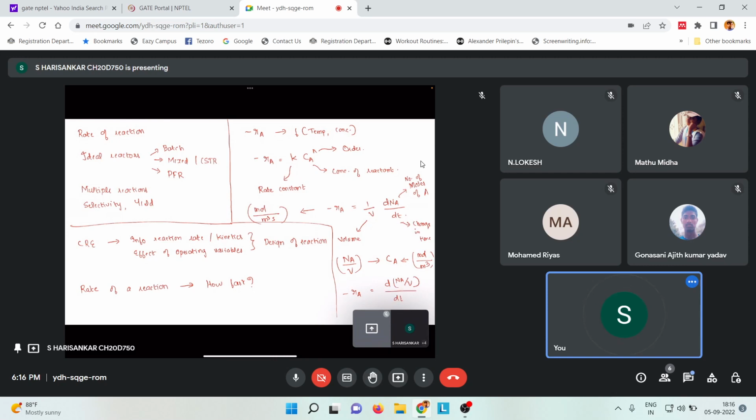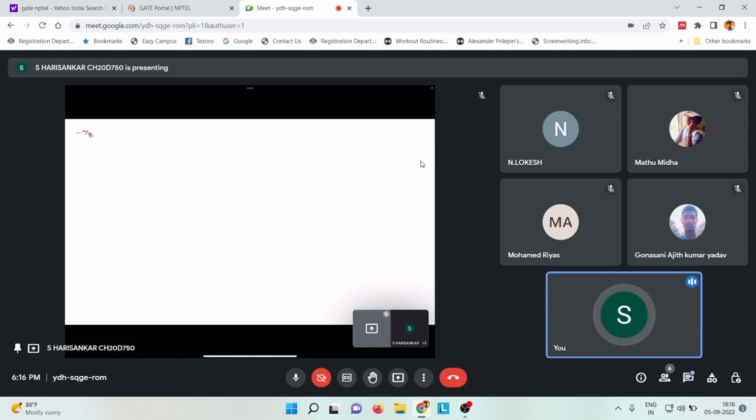So I'll write this on this page. Minus Ra is equal to 1 by V dNA by dt, which can be written as d(NA by V) by dt. And we just saw NA by V is Ca. So this will be dCa by dt. Now, this is applicable only when the volume is constant, and such systems are called constant volume systems.